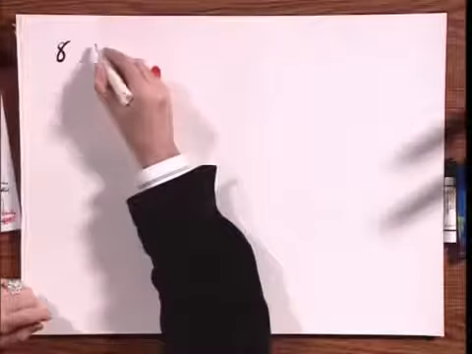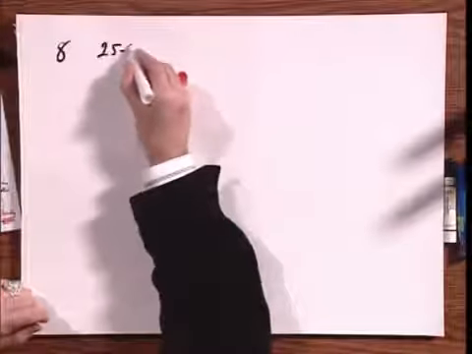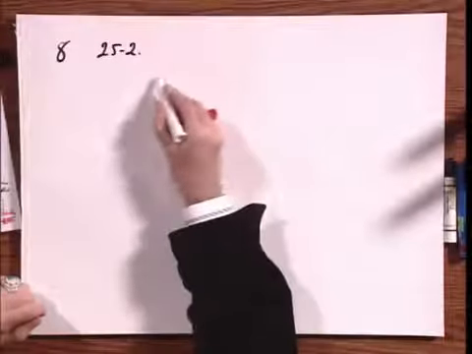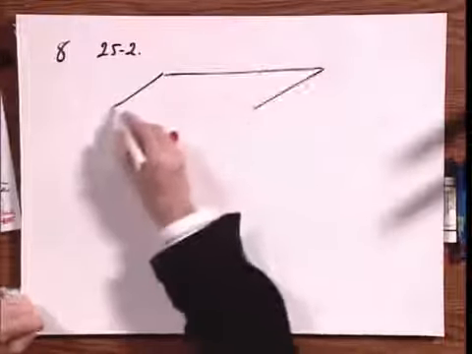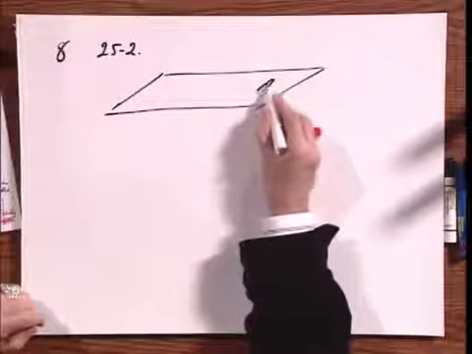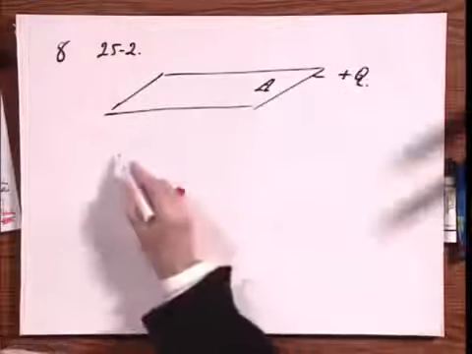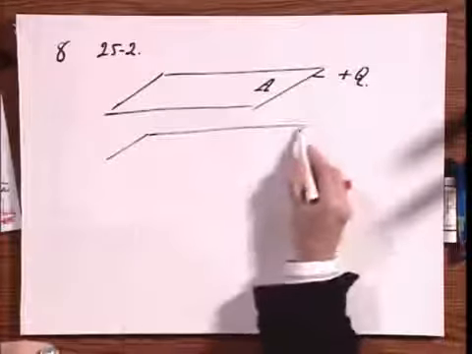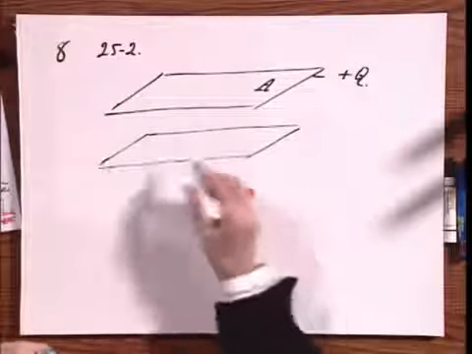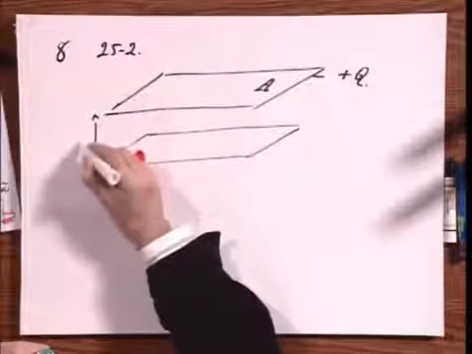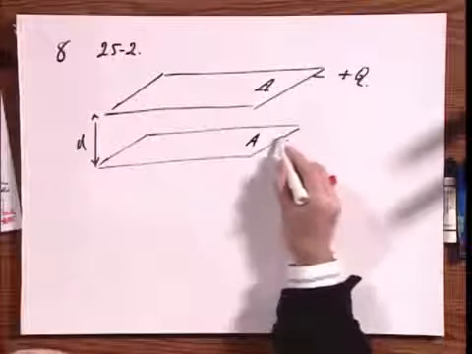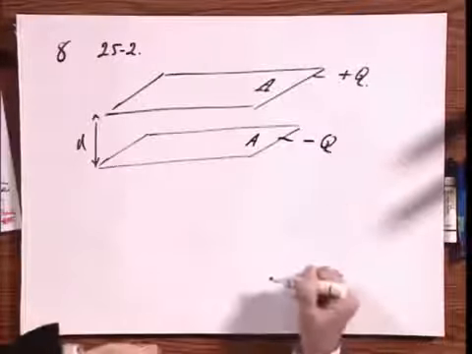This is number 8, and this is 25, 2. I have a huge plate with an area A, and there is a charge plus Q on the plate, and I have at a separation little d, same area A, and I have minus Q charge on this one.